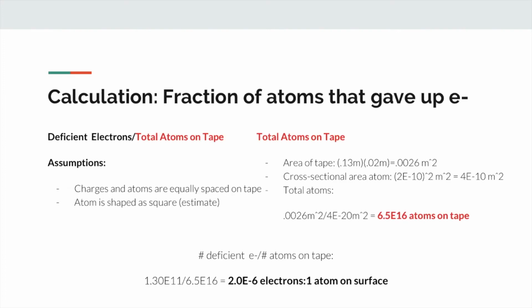The final calculation involved solving for the fraction of atoms that gave up electrons, which is shown through the number of deficient electrons over the total atoms of the tape, assuming that the charges and atoms are equally spaced on the tape. The total atoms on the tape can be found by dividing the area over the cross-sectional area of an atom. With this value of 6.5 times 10 to the 16 atoms on the tape, we can divide the number of deficient electrons by it to get 2.0 times 10 to the negative 6 electrons to 1 atom on the surface as the ratio.